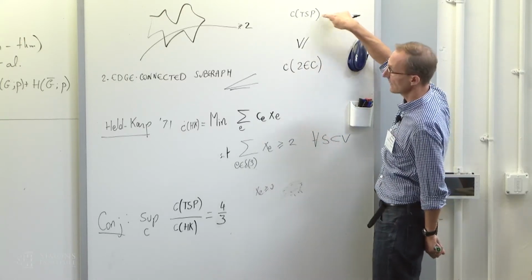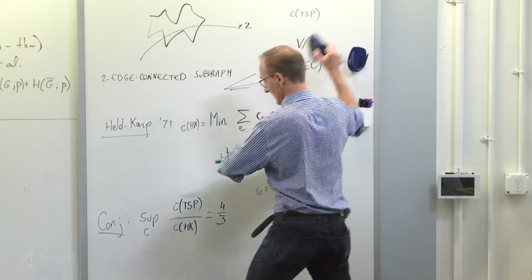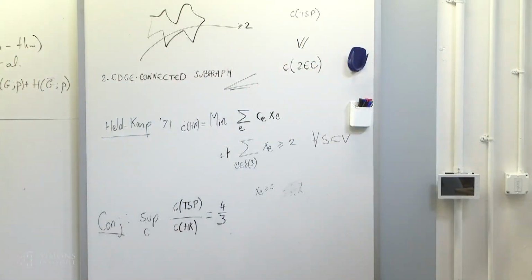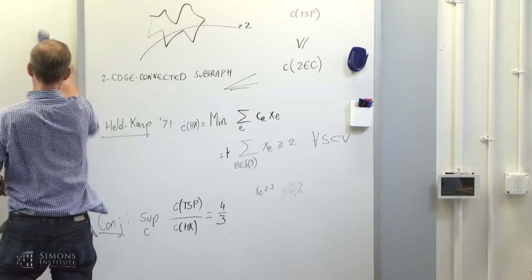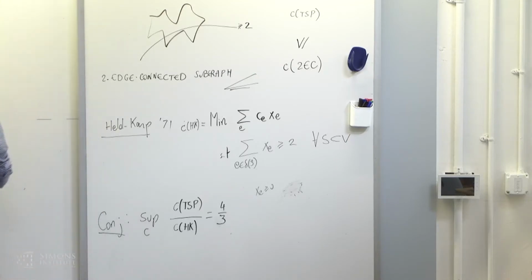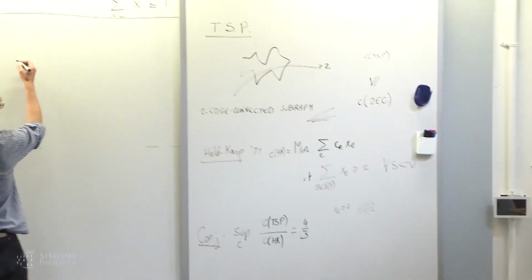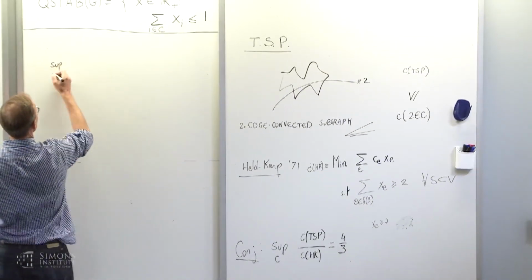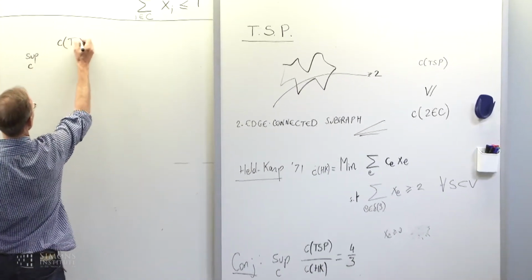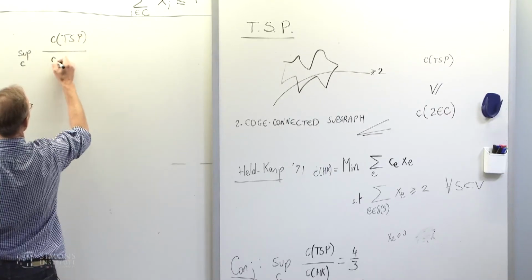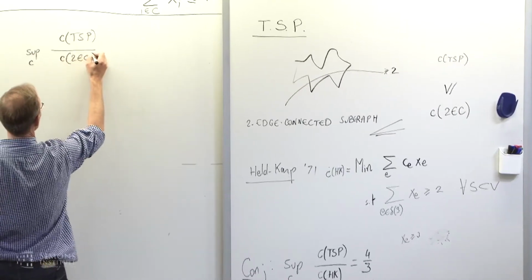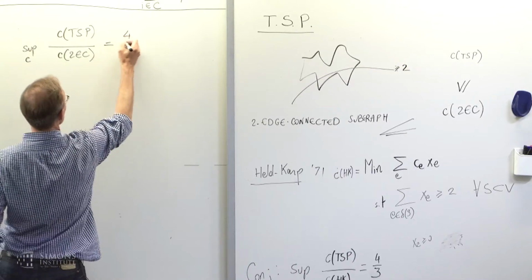But you could ask an easier question: what's the ratio between these two in the graphic case? You could look at the supremum over all C of the cost of the TSP divided by the cost of the 2-edge connected subgraph. And in that case, one can show it's 4/3.